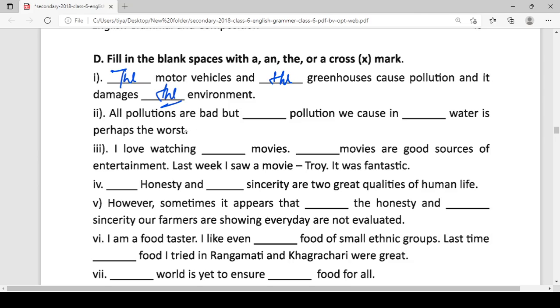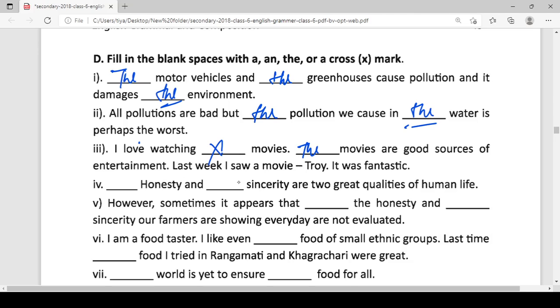All pollution is bad, but the pollution we cause in the water is perhaps the worst. Or I love watching movies. Don't use any kind of article, you don't need it. I love watching movies. The movies are a good source of entertainment. Last week I saw a movie, Troy, it was fantastic.